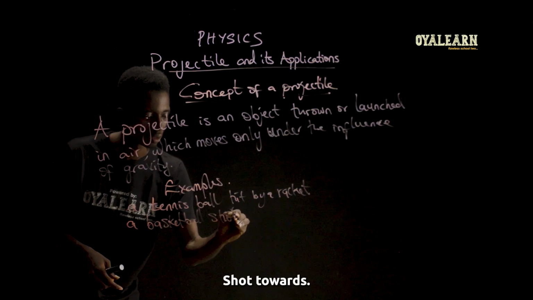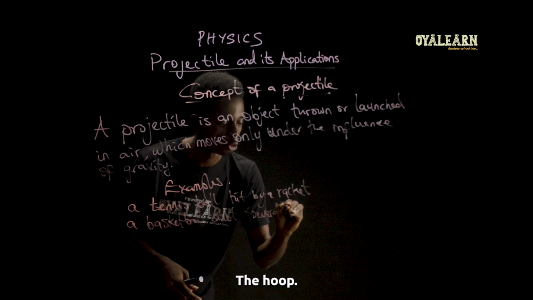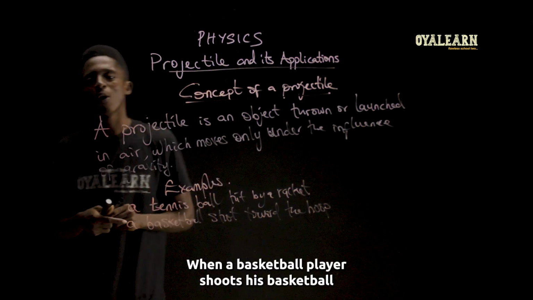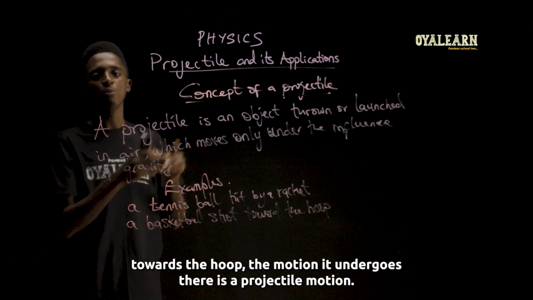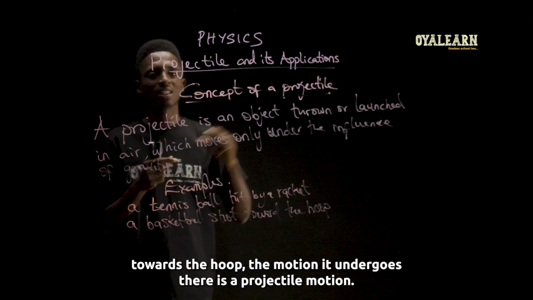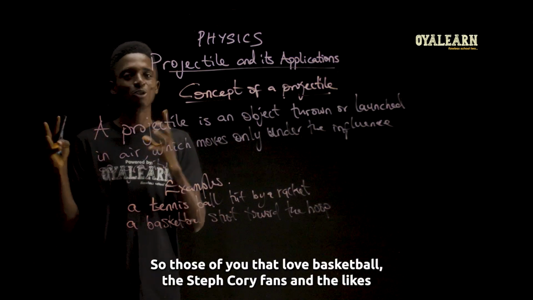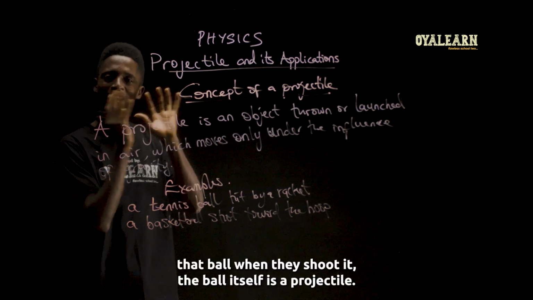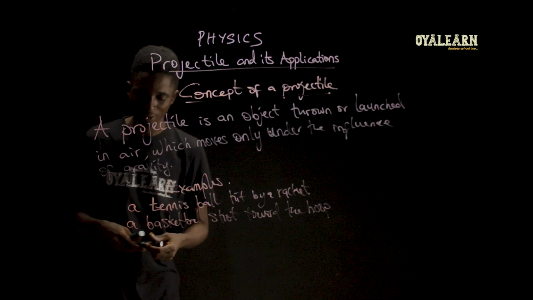Another example would be a basketball shot towards the hoop. When a basketball player shoots the basketball towards the hoop, the motion it undergoes is a projectile motion, and the projectile in that case is the ball. So those of you that love basketball, the Steph Curry fans and the likes, that ball, when they shoot it, the ball itself is a projectile.